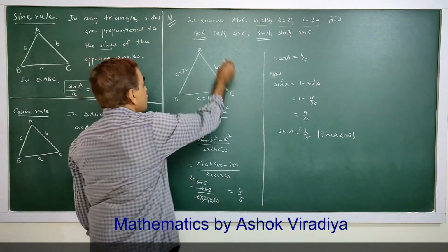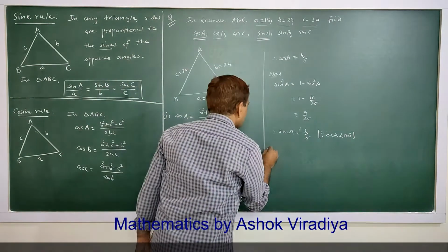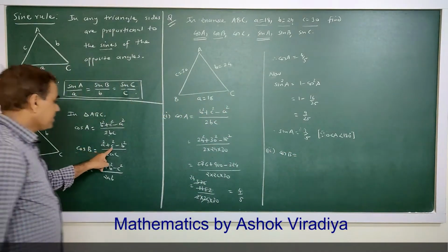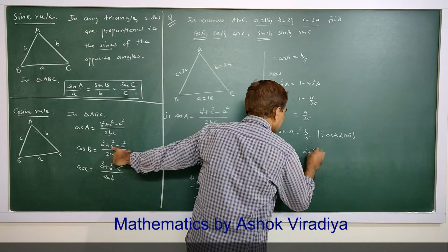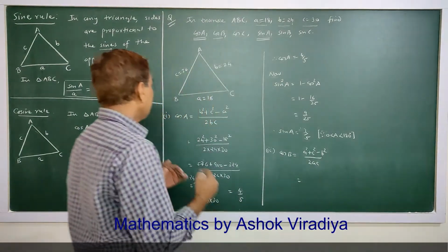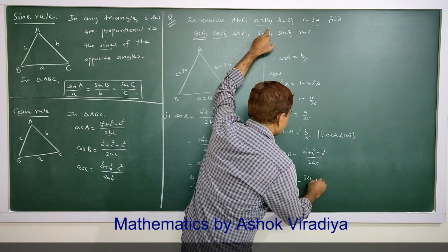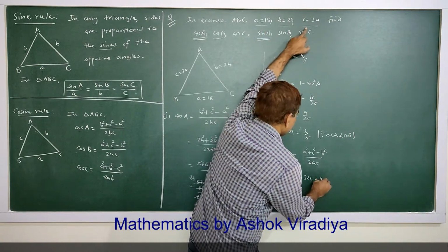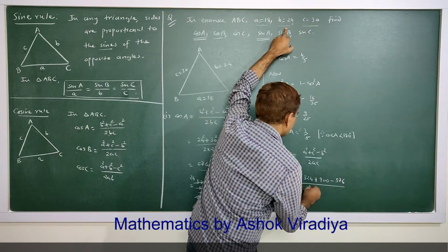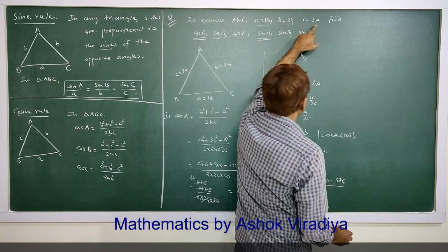Let us find cos B. So this was cosine A, now cos B. Cos B is A square plus C square minus B square upon 2AC. A square is 18 square, which is 324, plus C square is 900, minus B square is 576, upon 2 into A, which is 18, into C, which is 30.